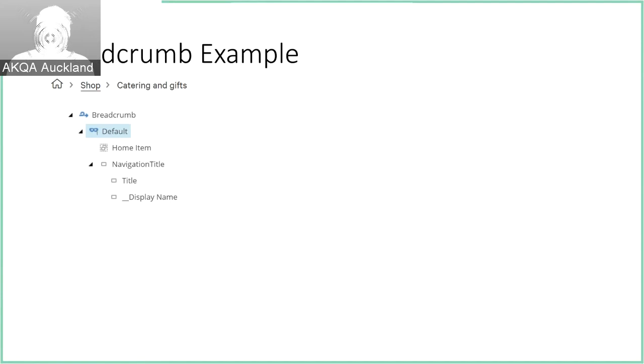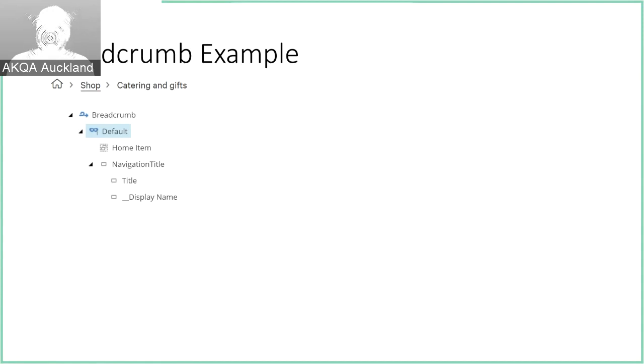What we are saying is breadcrumb is the name of the rendering variant, which is equal to the rendering name, then the default variant, the home item, the navigation title, and the display name. I will talk about the home item a bit later, but the next thing was the navigation title and display name.